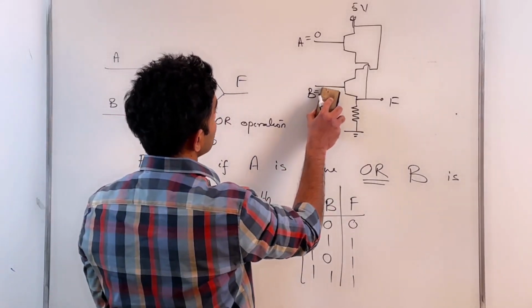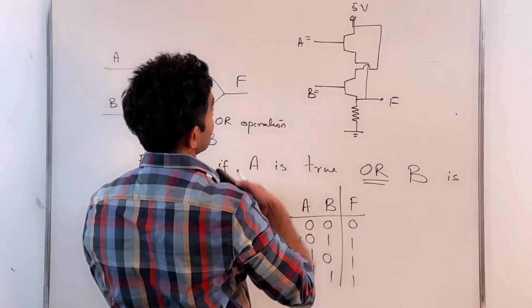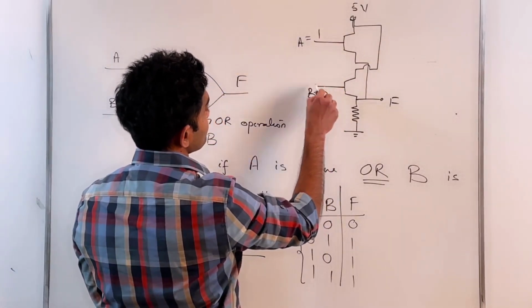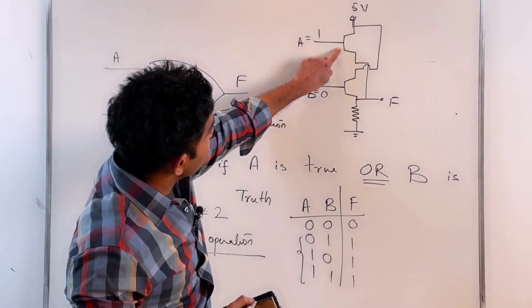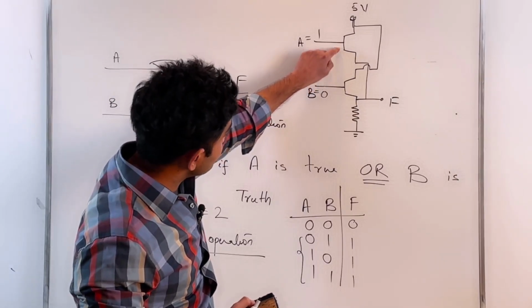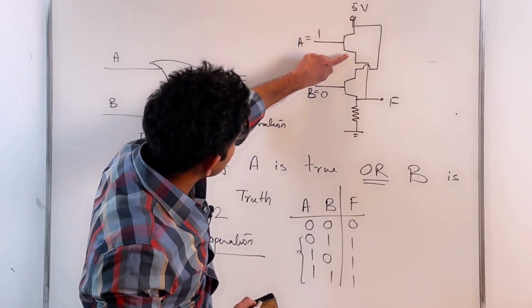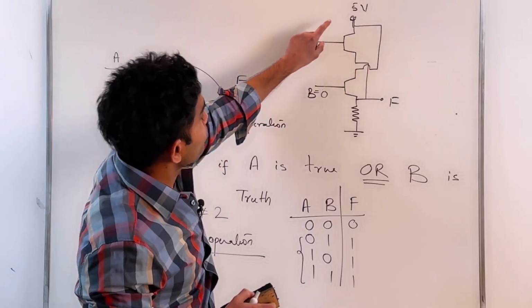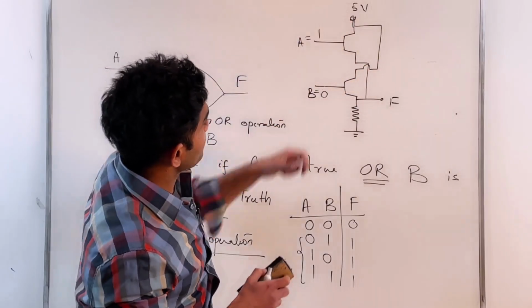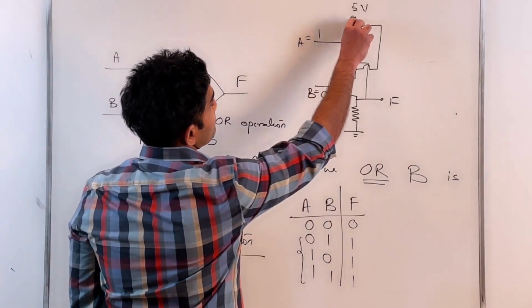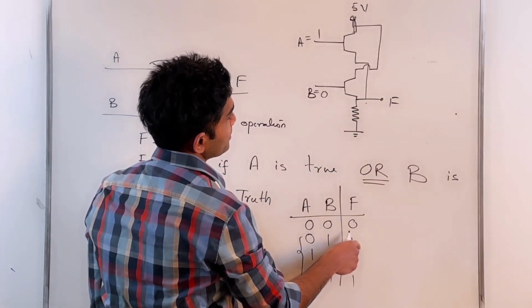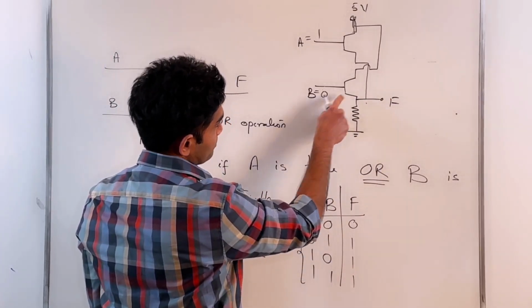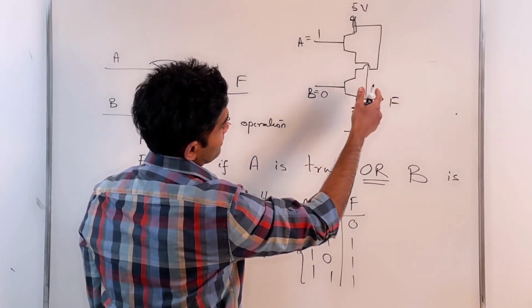If one of them is true, what happens then? If let's say A is true, B is 0. If A is true, this particular transistor is closed. So this particular voltage now is connected to F, so F is true. Okay. Even though B is 0, this is open, but that doesn't really matter, right?